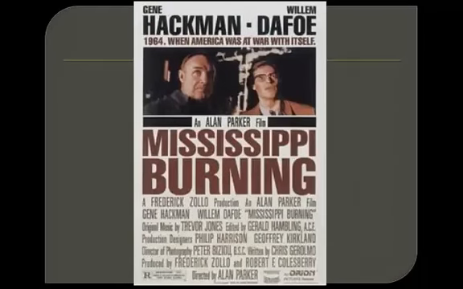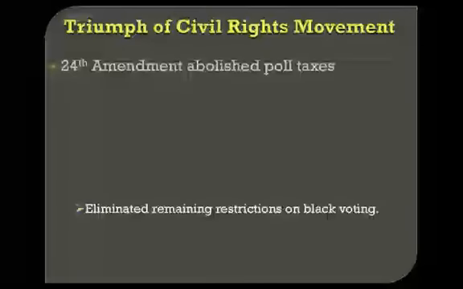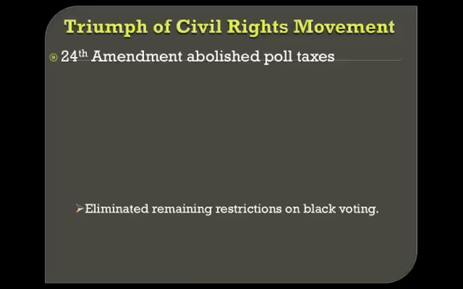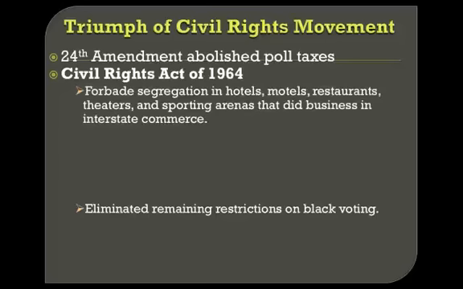The triumphs of the civil rights movement came at the constitutional and legal national level in 1964. The 24th Amendment abolished poll taxes. That is, you don't have to pay to vote. But the crowning achievement was the Civil Rights Act of 1964. What this did is it forbade segregation in hotels, motels, restaurants, theaters, and sporting arenas that did business in interstate commerce. So if there's business in interstate commerce, then segregation is not allowed.